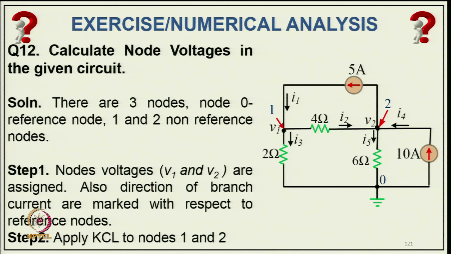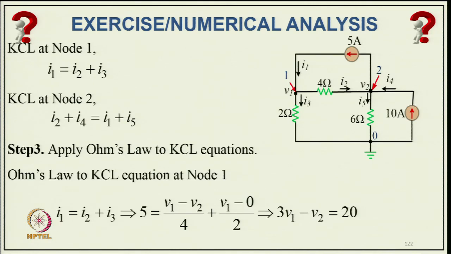So, applying Kirchhoff's current law at nodes 1 and 2 here, you can find out from node 1 that I 1 current entering is equal to I 2 plus I 3, and at node 2, I 2 plus I 4 equal to I 1 plus I 5. So, applying Ohm's law to the KCL equation at node 1, you can find I 1 equal to I 2 plus I 3, equal to typically 5 equal to (V 1 minus V 2) divided by 4 plus V 1 divided by 2. So, that gives the relation 3 V 1 minus V 2 equal to 20.